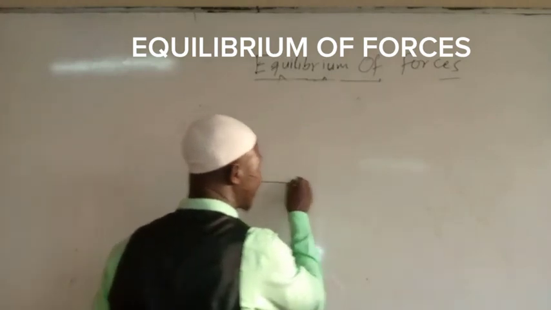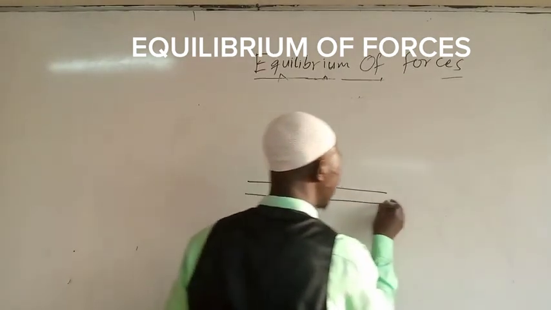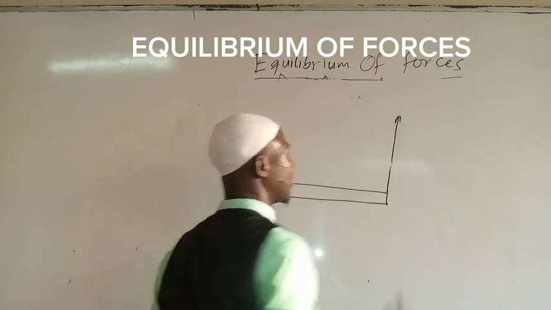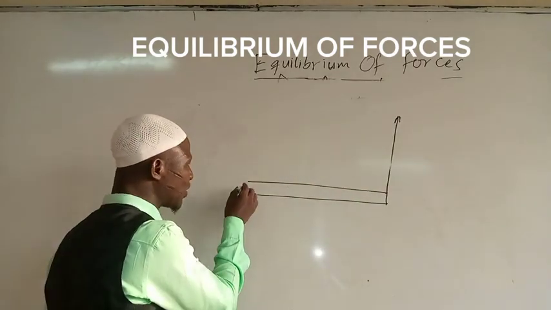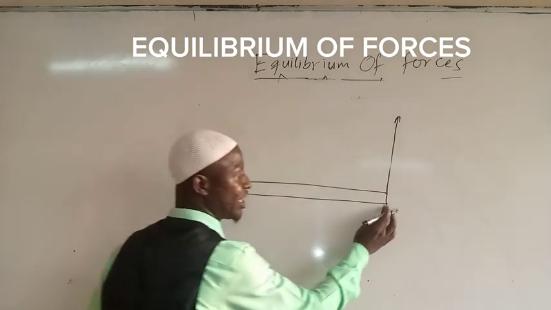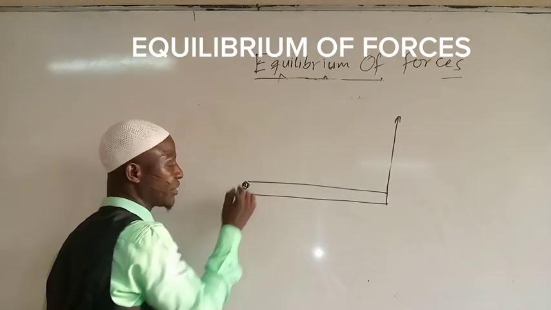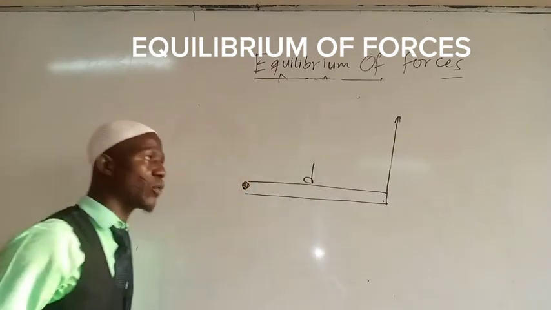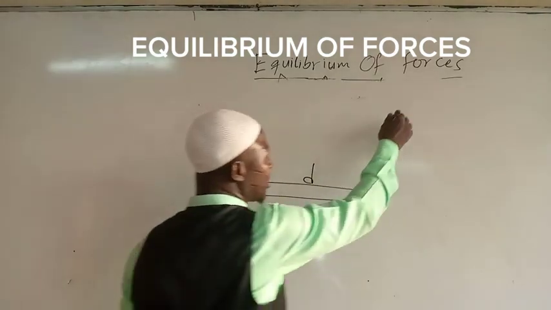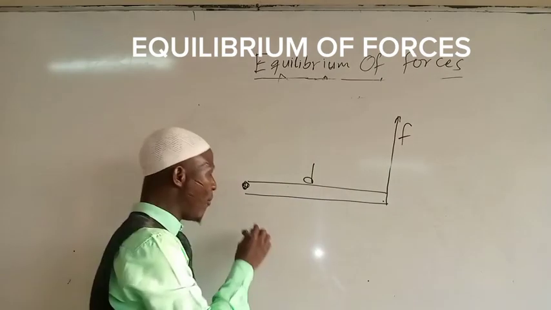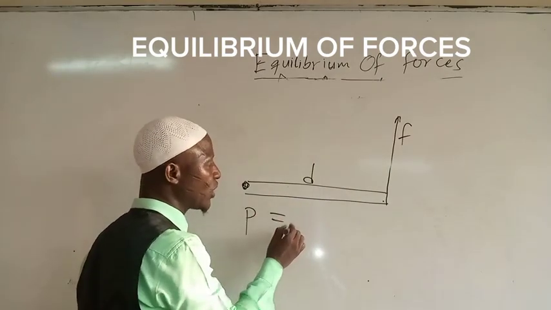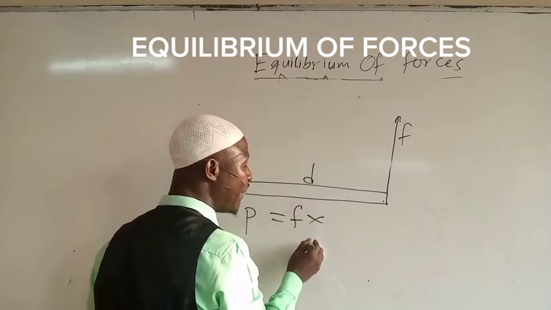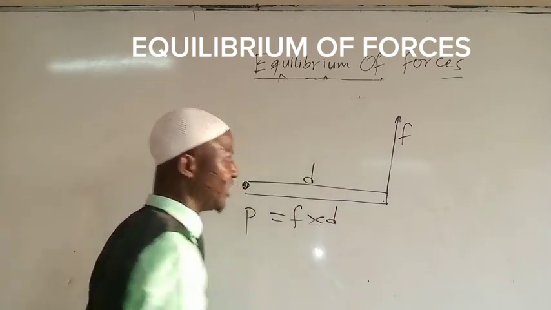Therefore, if I have this object, if I apply force on it like this, so this is where the object will be turning. They are raising it up like this. This is the turning point. So from here to here will now serve as our perpendicular distance. So this is the force F. Therefore, moment of force P is equal to the product of force multiplied by perpendicular distance D.